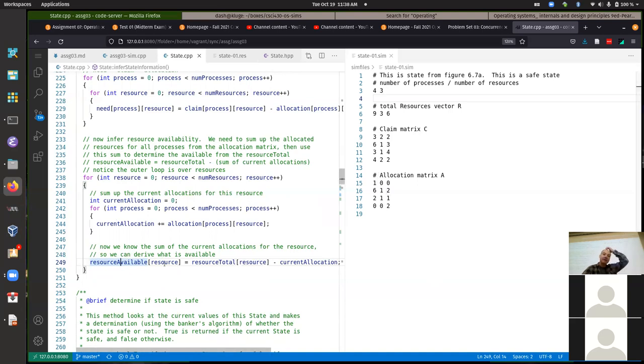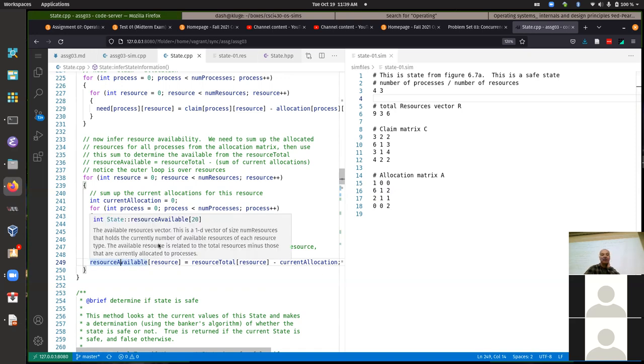But what you need to do to figure out the available is you first have to sum up the current allocation using the allocation matrix. So initially when resource is zero, I want to sum up all the values in column zero of the allocation. That's what the inner loop does here. So for resource zero, it's going to sum up 1 + 6 + 2 + 0, and it'll find out that the current allocation of resource zero is 9. And then the available is going to be the resource total minus that allocation for resource zero that we just summed up. In that case, it should be 9 - 9, which ends up with 0 available for resource zero.